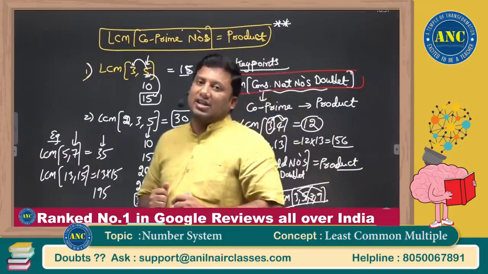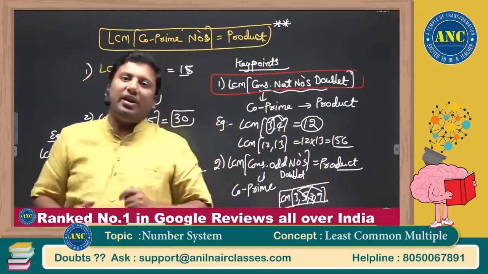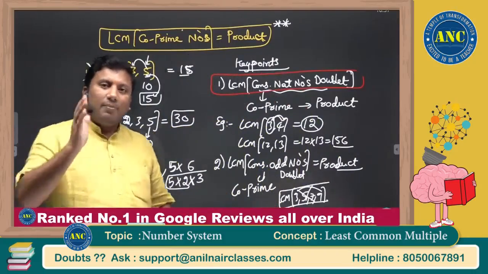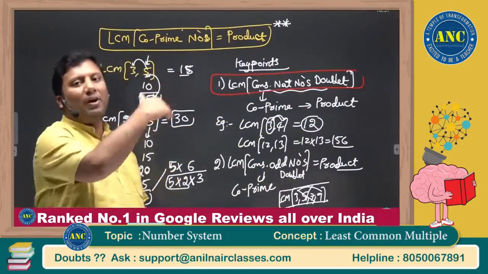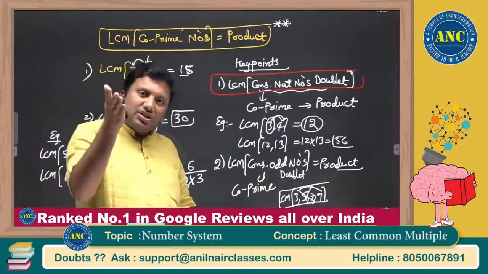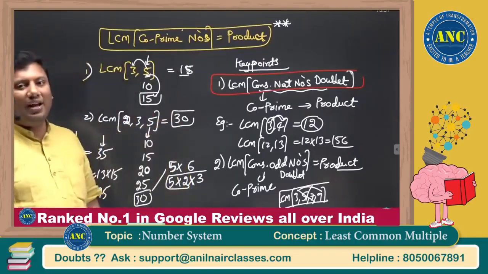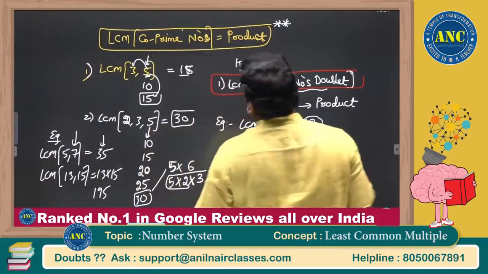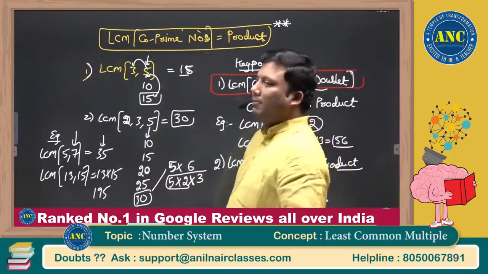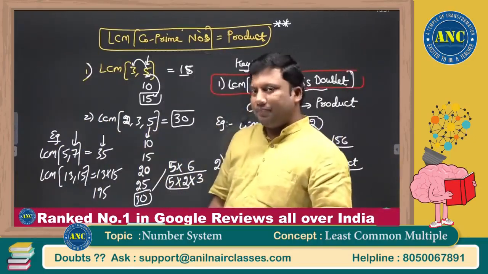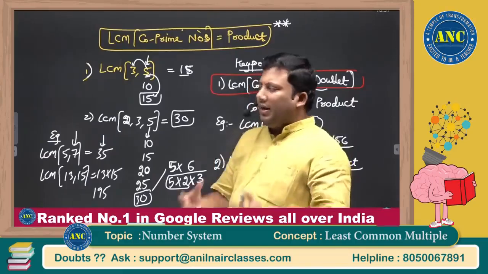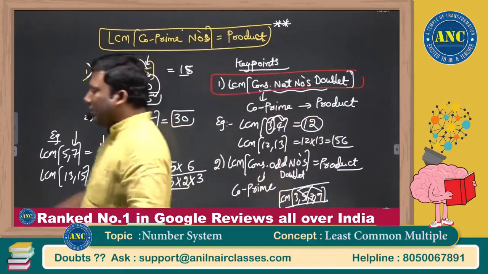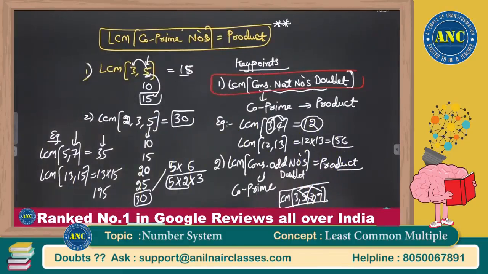We have discussed 3 methods to find the LCM so far. The largest number is a multiple of every other number. The largest number is not a multiple of every other number, so take the multiples of the largest number. And the LCM of co-prime numbers is always their product. Depending upon the merit of the question, we will take a particular logic.